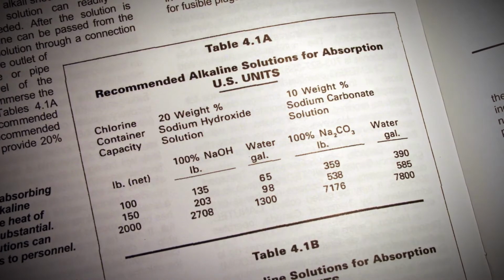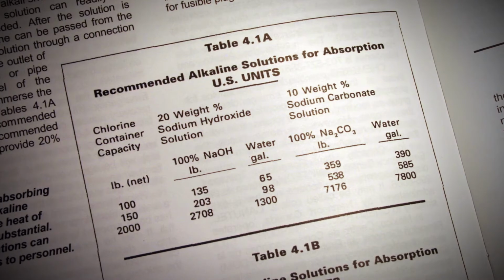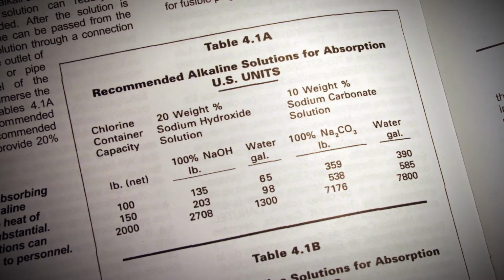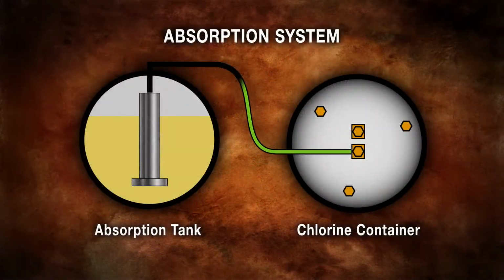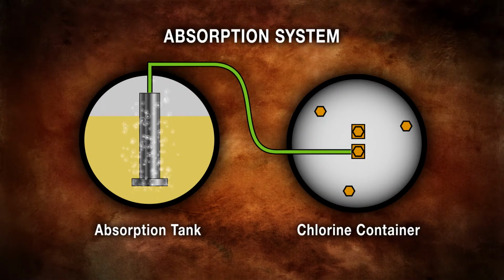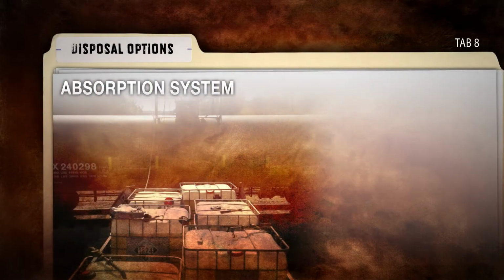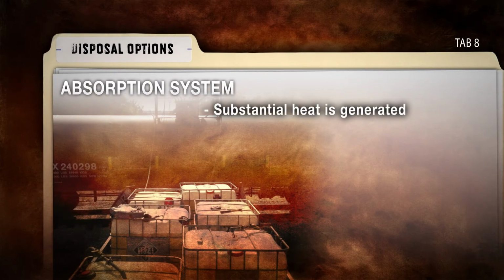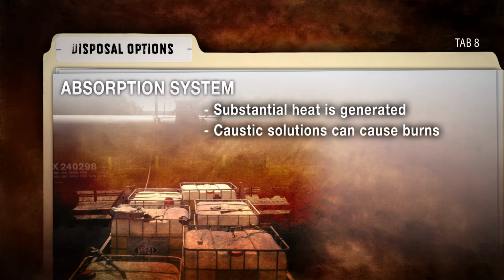The material of construction of the system must be compatible as recommended by qualified individuals. The chlorine is moved from its container into the solution through a sparger system in the tank. During the absorption, substantial heat is generated as a result of the reaction of chlorine with the alkali solution. Extreme care should be taken as the caustic solutions can cause burns to personnel.